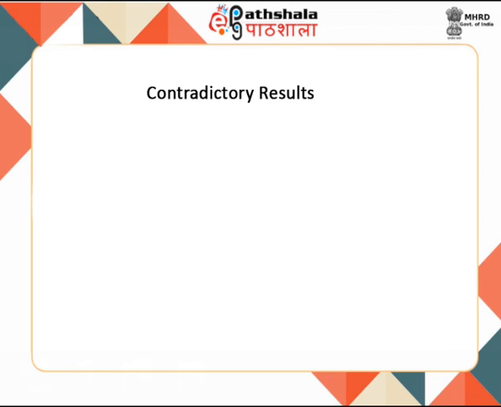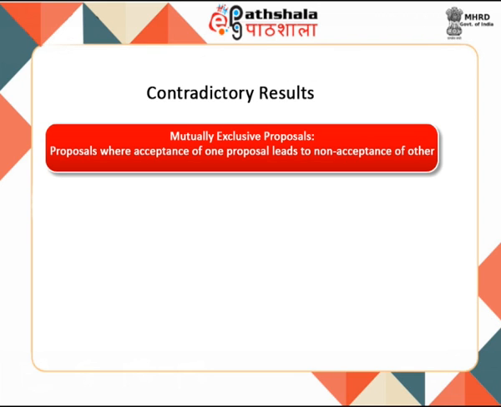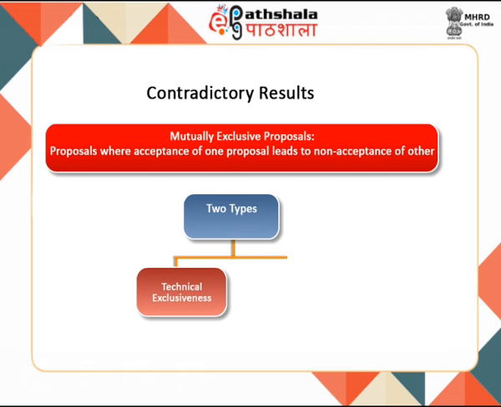The two methods give contradictory results in the case of mutually exclusive proposals. These are the proposals where the acceptance of one proposal leads to non-acceptance of the other. There are two types of mutually exclusive proposals. First, technical exclusiveness. It refers to the selection of the most profitable proposal out of the proposals under consideration. Second, financial exclusiveness. It is the exclusiveness which is imposed due to financial constraints, that is, where the firm's funds are limited.